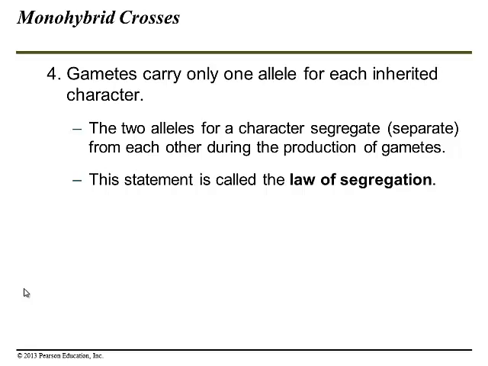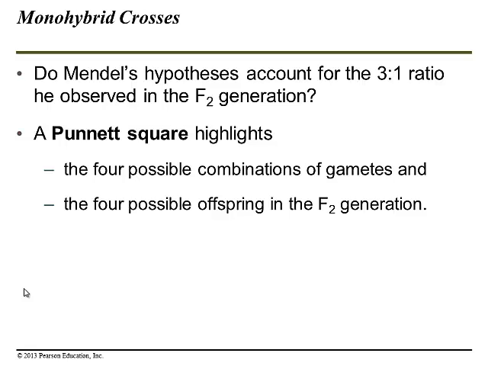Gametes carry only one allele for each inherited character. That's your reproductive cells. So these guys represent the reproductive cells from these parents. Yes? Because they can only have one copy. They can have a big P or they can have a little w. Or they can have a big P or a big P. Yes? The statement is called the law of segregation. And why do we think we call it a law? Because it's consistent. It's been proven over and over again.